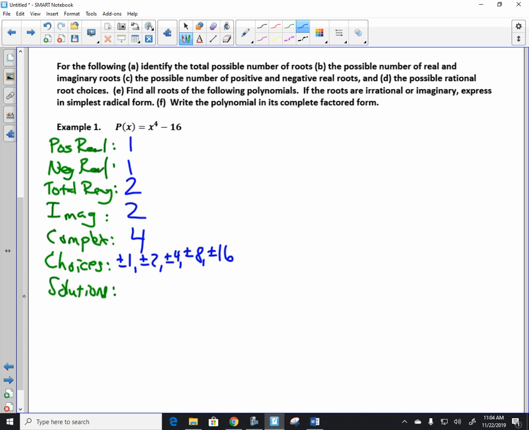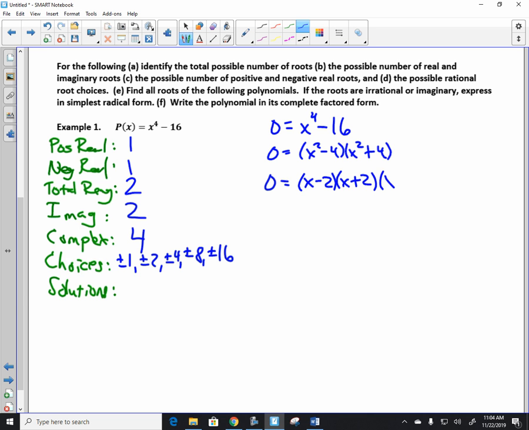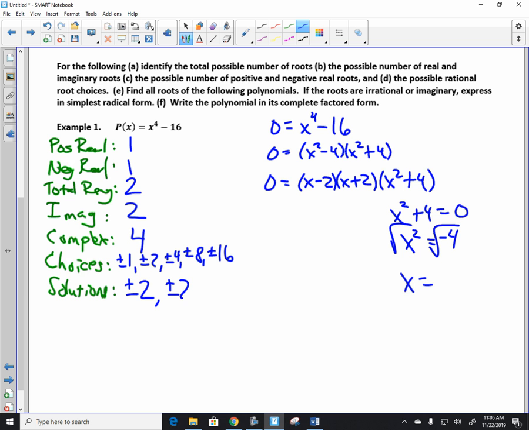Does this factor? 0 equals x to the 4th minus 16. Or x squared minus 4 times x squared plus 4. Does that factor? x minus 2 times x plus 2 times x squared plus 4. So I have solutions of positive or negative 2, and then x squared plus 4 equals 0. When I subtract, I take the square root of both sides. What do we list there? Plus or minus 2i.